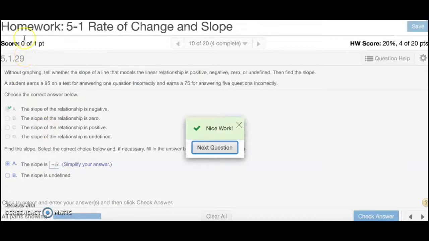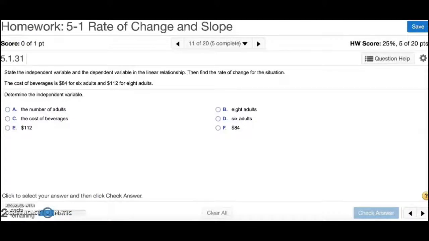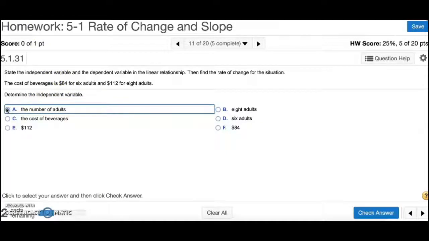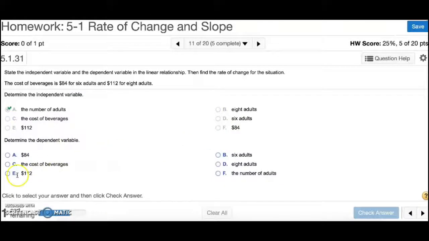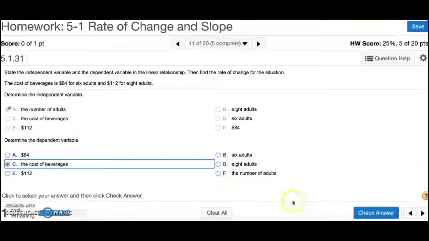And that's your answer for number 10. 11. State the independent variable and the dependent variable in the linear relationship. Then find the rate of change for the situation. The cost of beverages is $84 for 6 adults and $112 for 8 adults. The independent variable is going to be the number of adults. The dependent variable is going to be the cost because the cost of the beverages depends on the number of adults. So number of adults is the independent variable and the cost of beverages is the dependent variable.